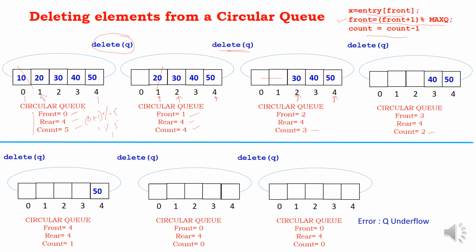See here, there are two elements only. Next time you remove, front is 4. See, there is only one element. This is the first element and this is the last element. Front is 4, rear is 4, count is 1. Only one element is there.